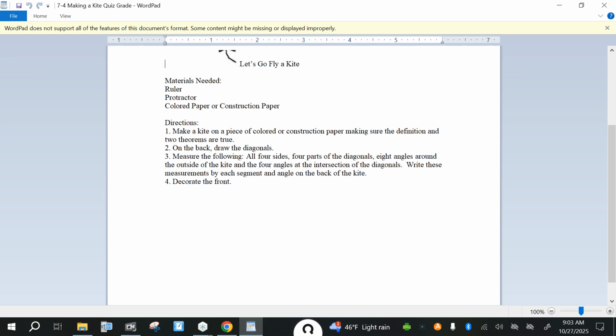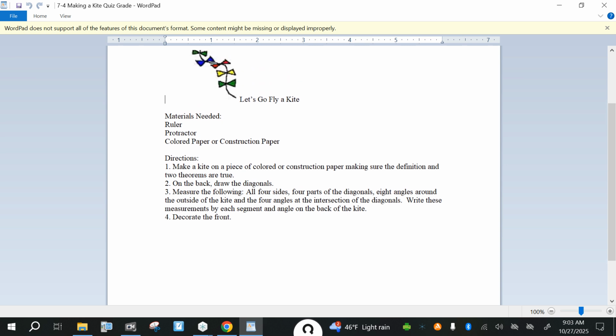First off, what you're going to do is make a kite out of colored paper or construction paper. If you do want to make it on just a white sheet of computer paper, then that is fine too. So it may look something like this. Here's a kite. Make sure that it follows all of the properties and definitions. So you are not making a rhombus. Rhombus and kites sometimes look similar, but we're not making a rhombus. We're making a kite. Okay, on the back of your kite, you're going to draw in your diagonals.